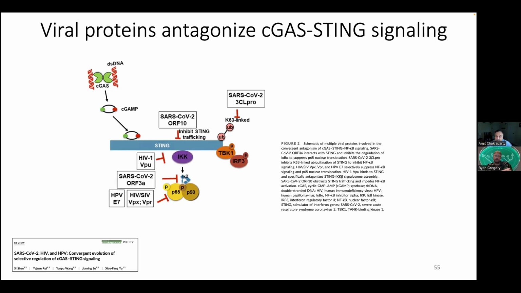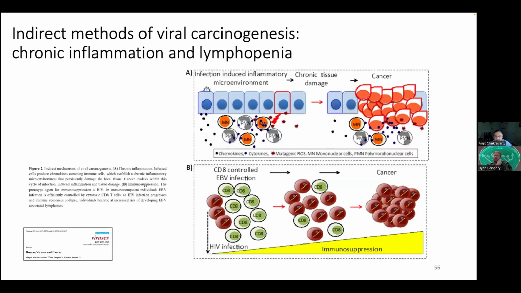In fact, SARS-CoV-2 has quite a bit of machinery in place to shut down cGAS-STING signaling, as a virus. But many others do too. HIV, HTLV, HPV, they all have proteins that interfere with cGAS-STING signaling. So there are also indirect methods of viral carcinogenesis, such as chronic inflammation and lymphopenia. Both of these have been shown.